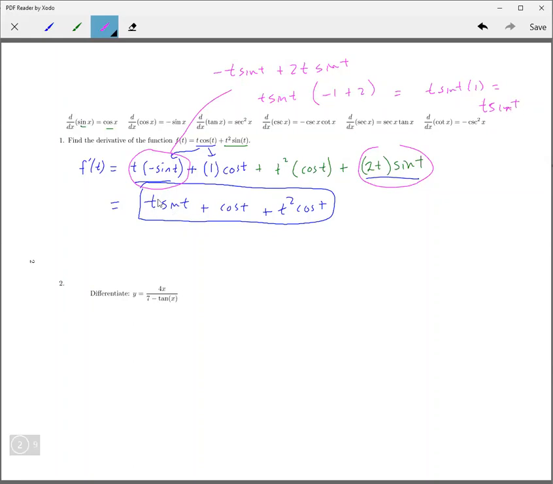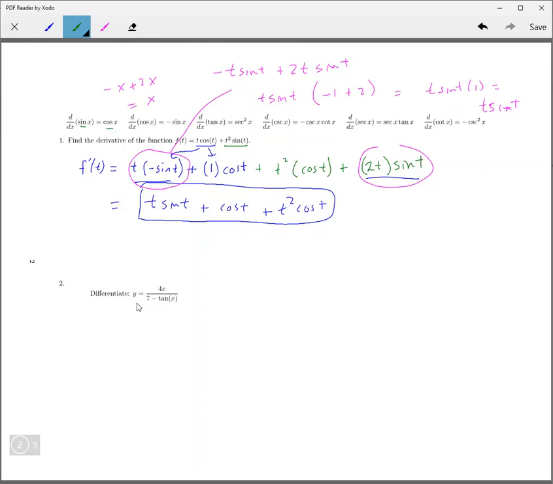Okay, perfect. Thank you. It's just like if you had negative x plus 2x. That's going to be x. Okay. So let's take a look at number 2.